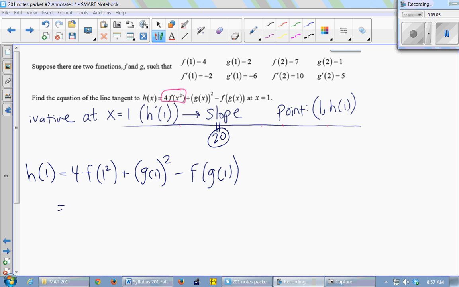Okay, so f of 1 is 4. 4 times 4 plus g of 1 is 2. 2 squared minus f of g of 1. And g of 1 is 2. And f of 2 is 7. So I get 16 plus 4 is 20 minus 7 is 13. So my point is 1 comma 13. So I've got a slope of 20 and a point 1 comma 13. I can now write the equation of a line.